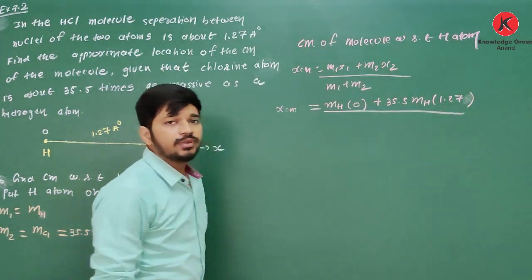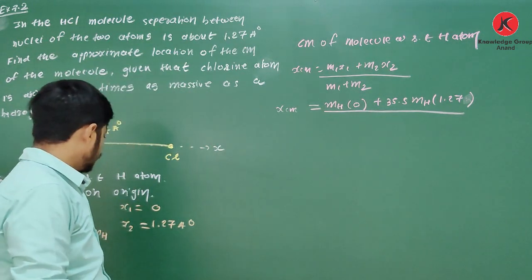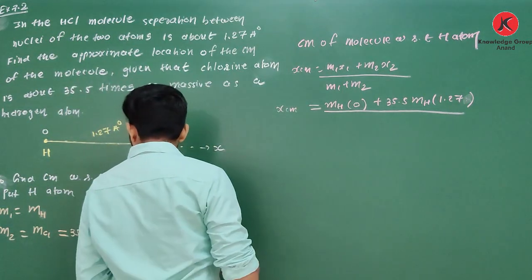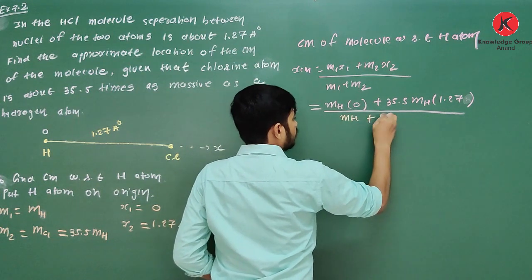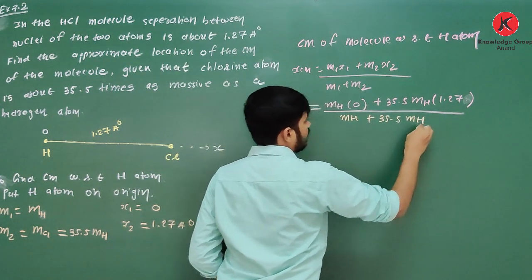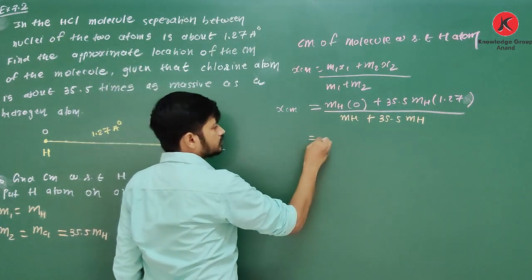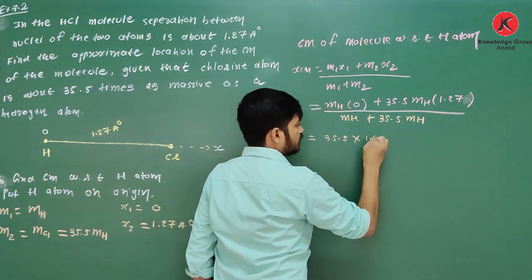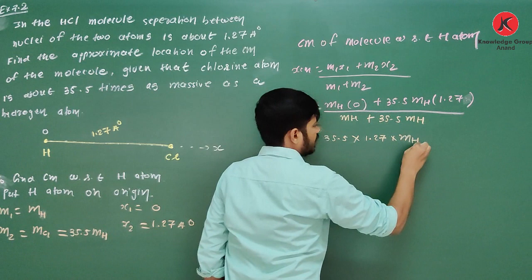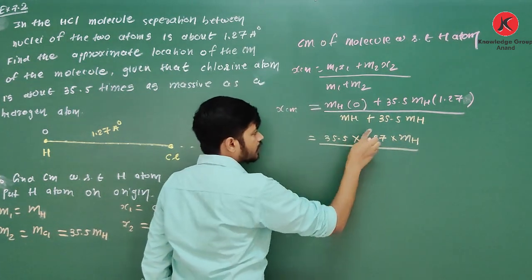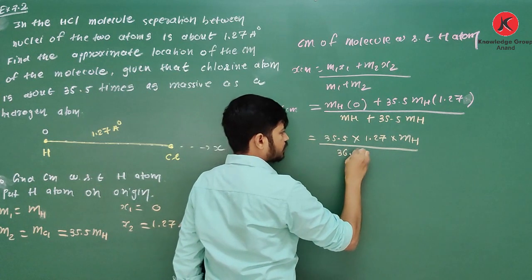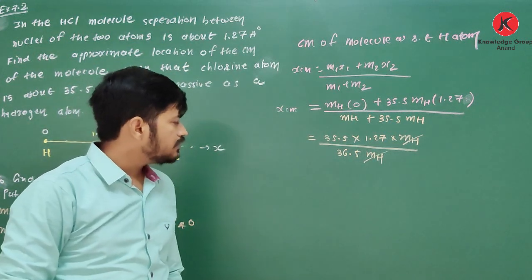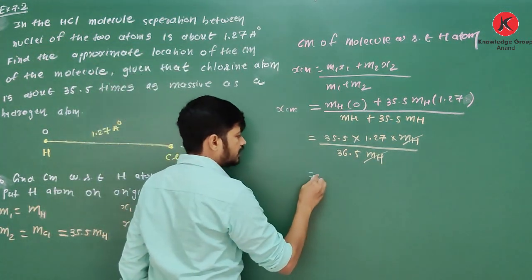divided by, yes, your answer will be in angstrom, don't worry. If you are taking this distance in angstrom, then your answer will be in angstrom, so don't worry about that. Now M1 plus M2, M1 means MH plus here it is 35.5 MH. So this term will become 0. So it is 35.5 into 1.27 into MH divided by 35.5 plus 1, that is 36.5 MH. So this MH cancels out. So 35.5 into 1.27 divided by 36.5.